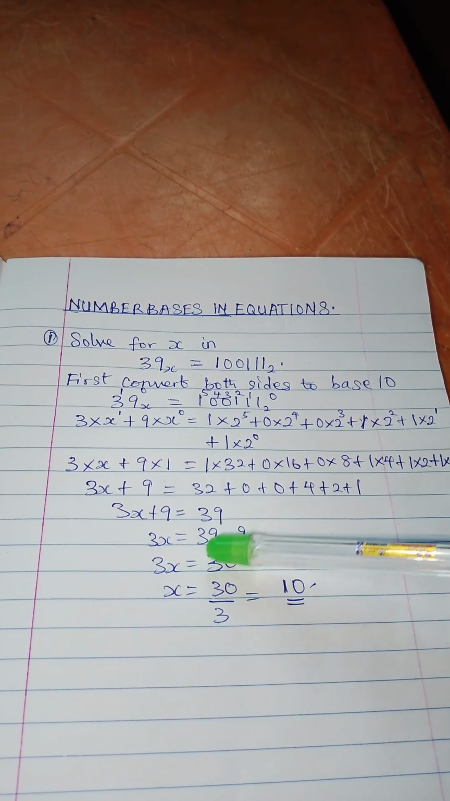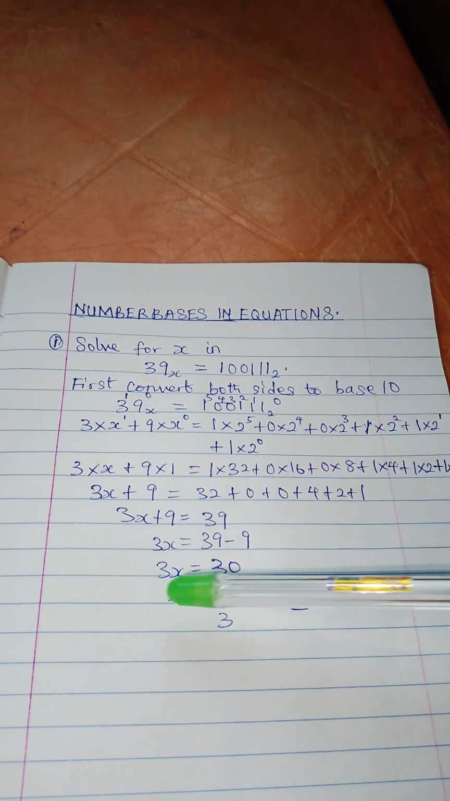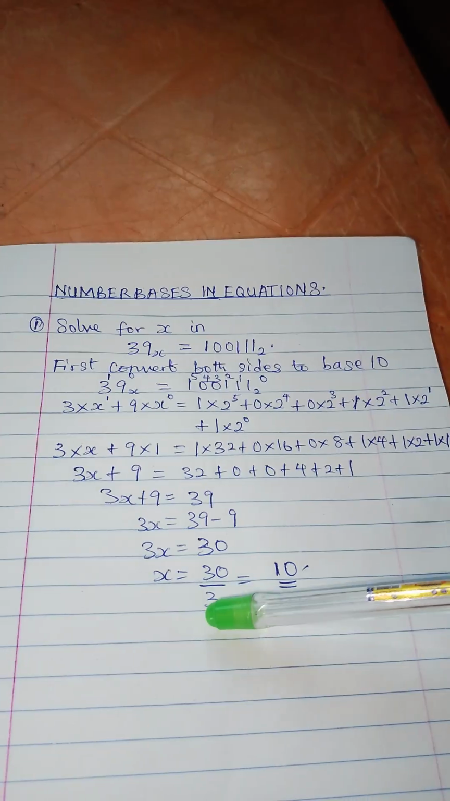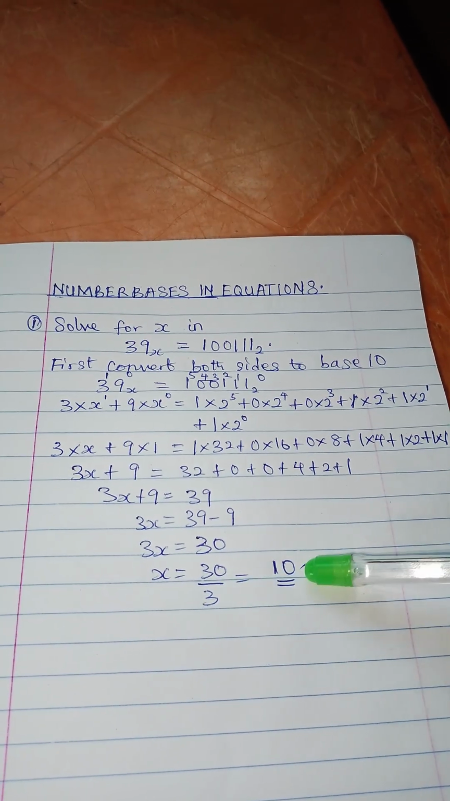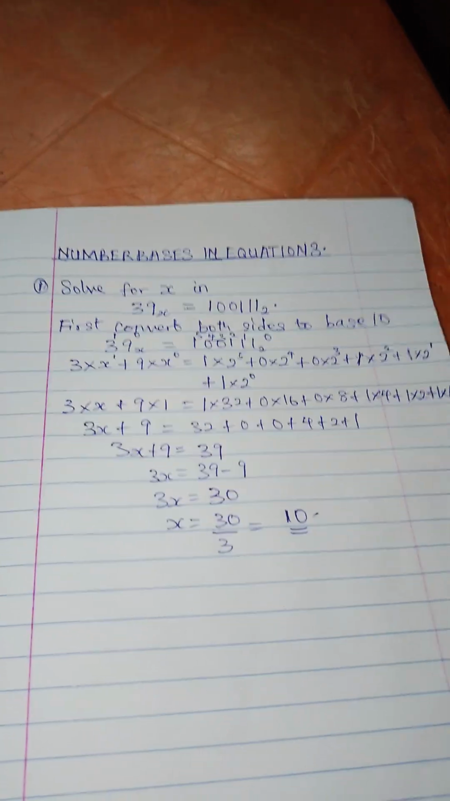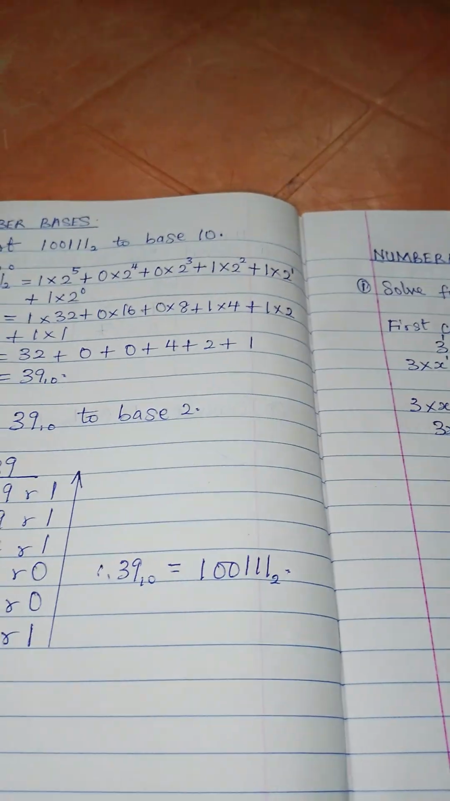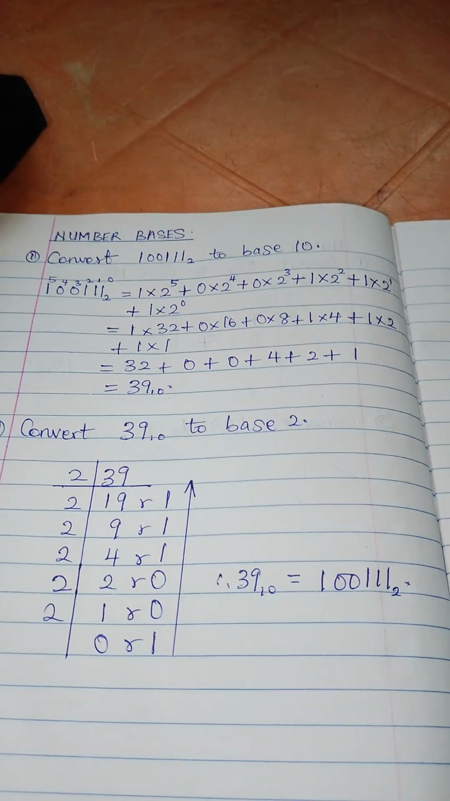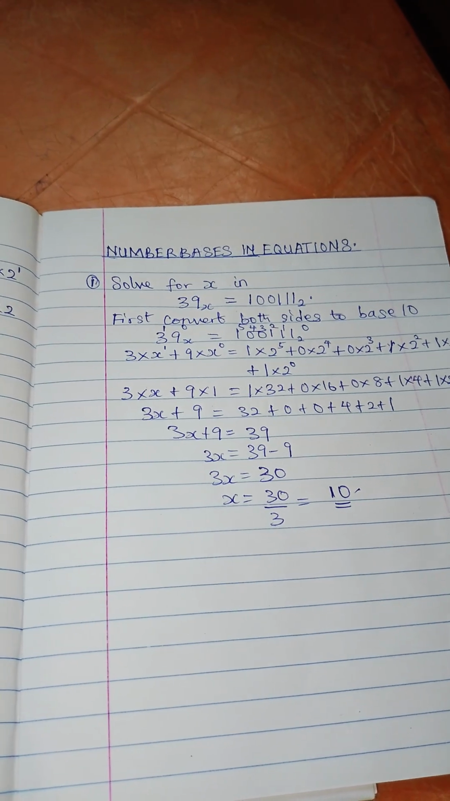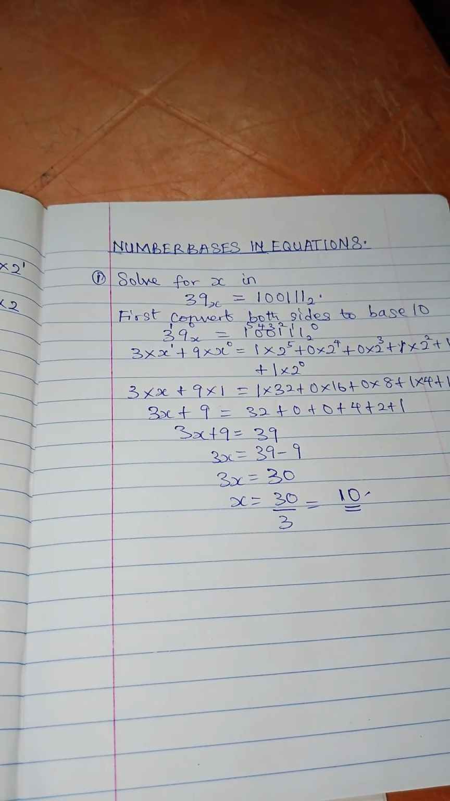3x is equal to 39 minus 9, which is 30. 3x is equal to 30. X is equal to 30 over 3, which is 10. So there you have it. Number bases in equation, how to convert from a base to base 10, from base 10 to another base, and how to solve equations involving number bases.